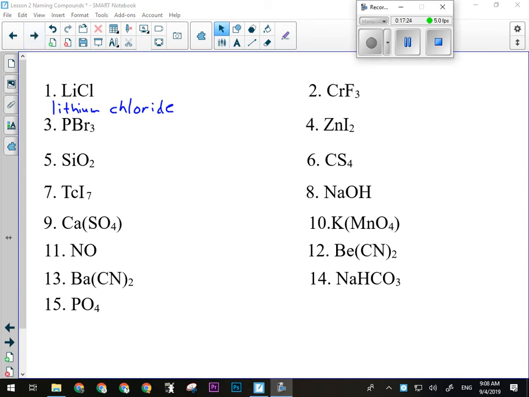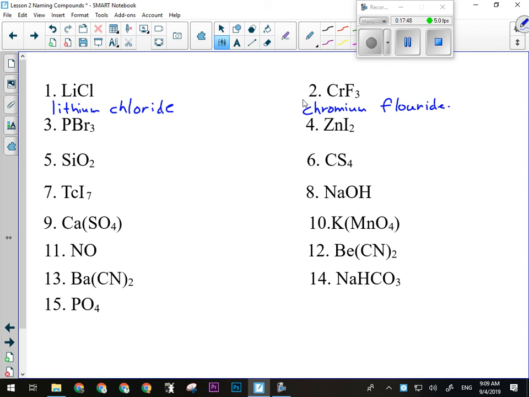Okay, so number 2 is a bit trickier. Is it ionic or molecular? It's ionic. Chromium is a metal. So I'm going to start out with my regular naming rules: chromium fluoride. But what am I supposed to check about metals when I write these? They can have 2 charges. Right, if they have more than one possible charge, and chromium does.